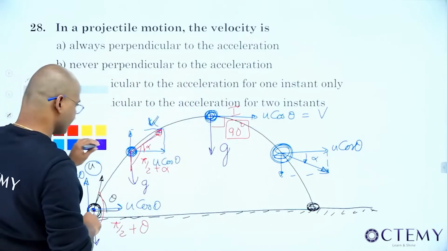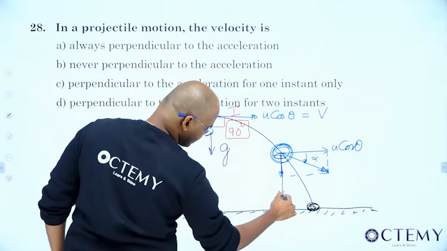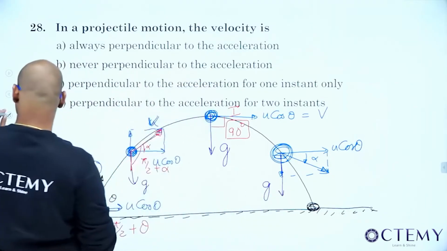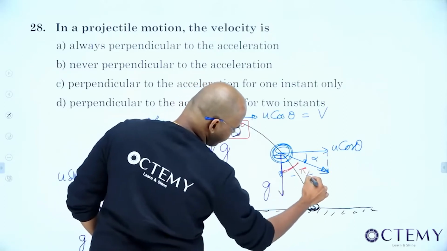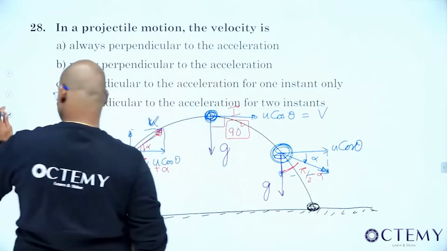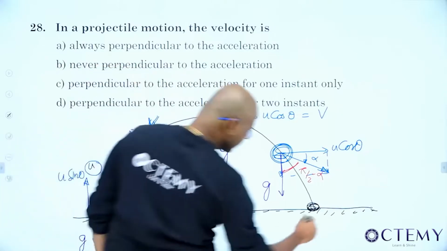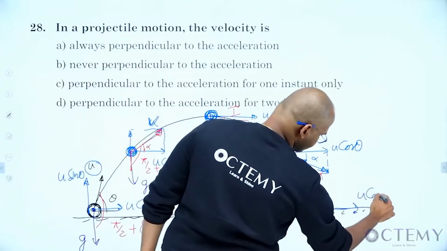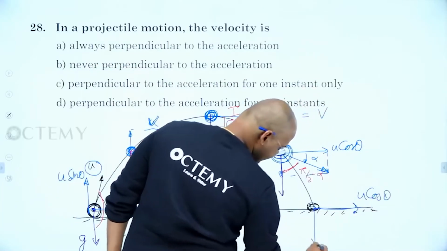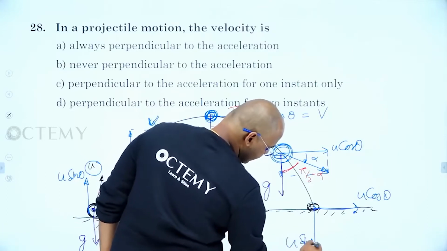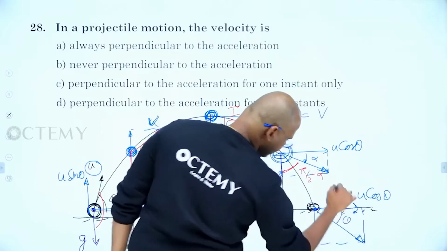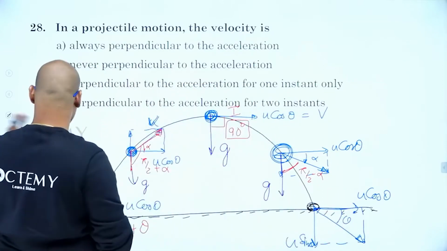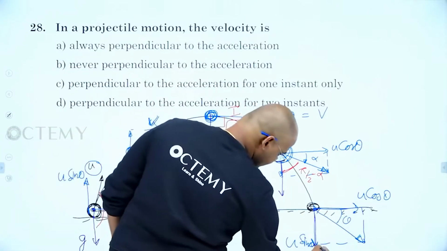Now what happens to my acceleration? It is still g downwards. Now what will be the angle between them? 90 minus alpha. And by the time it reaches the final point here, the velocity in this direction is still u cos theta, and vertically it has become u sin theta. By the time it hits the ground, the total velocity is u, making an angle theta with the horizontal. Now still my acceleration is g downwards.